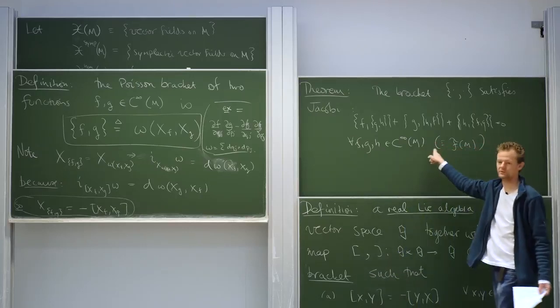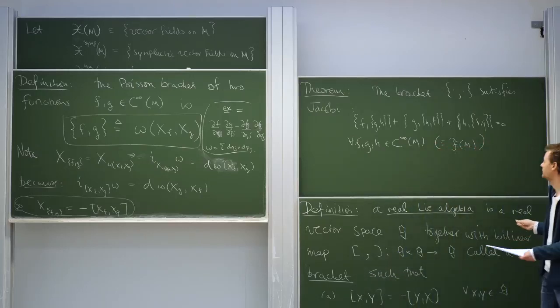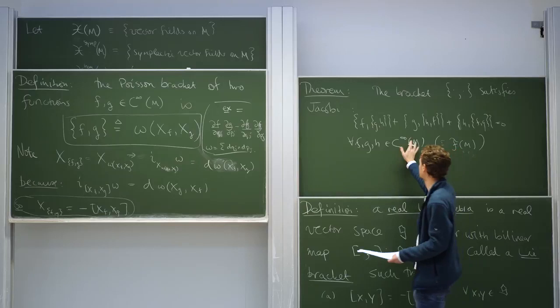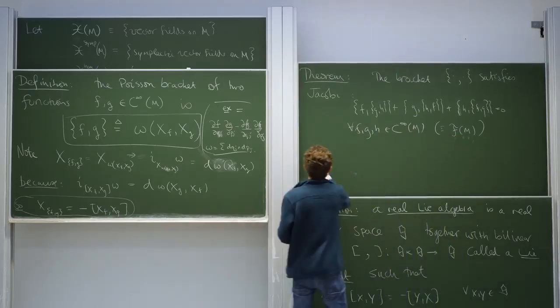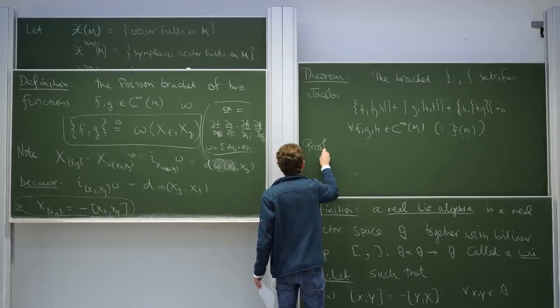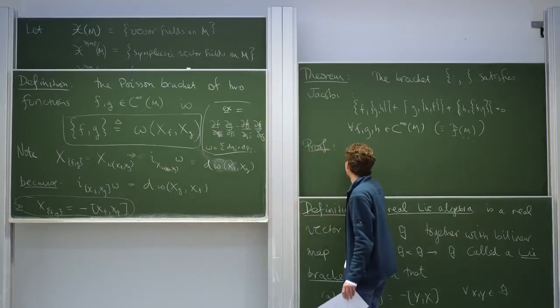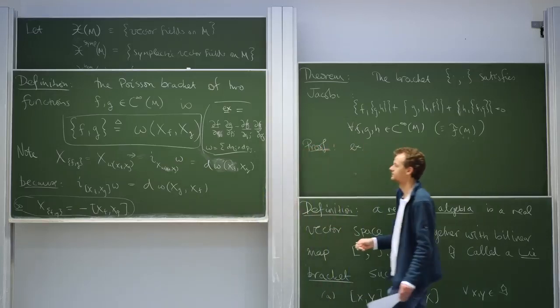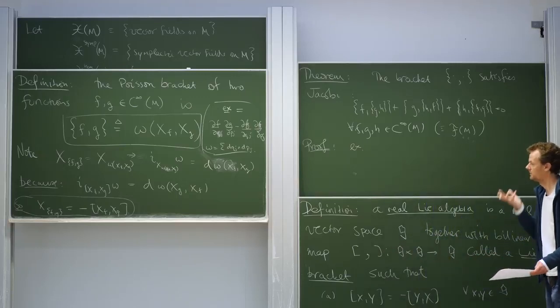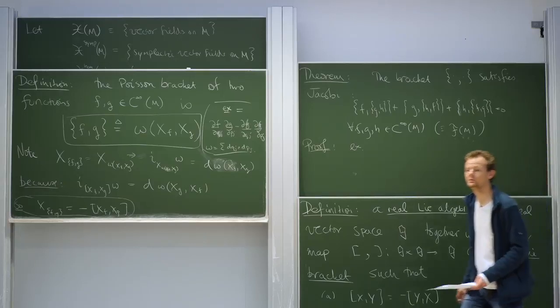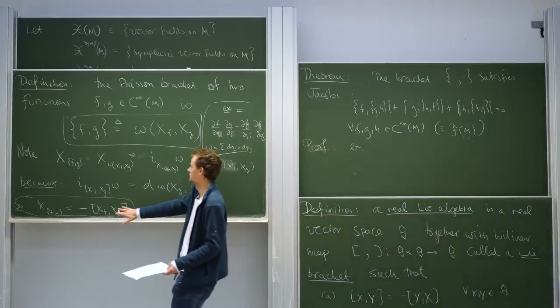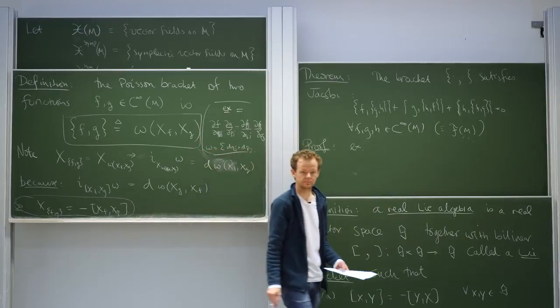I've been using different notations for the same thing here. The space of all smooth functions on a manifold is C infinity M as well. And so the proof, that's an exercise. I hope not a particularly difficult one when you look at this equation there.